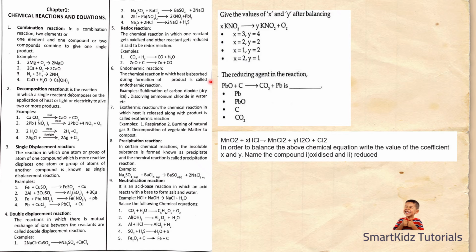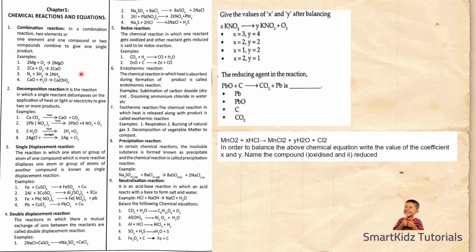Okay, so first chapter is chemical reactions and equations. As the name suggests, there are lots of equations. We need to know how to balance the equations. But before we balance the equation, we need to know a few reactions that are mentioned in the chapter. The first one is combination reaction.